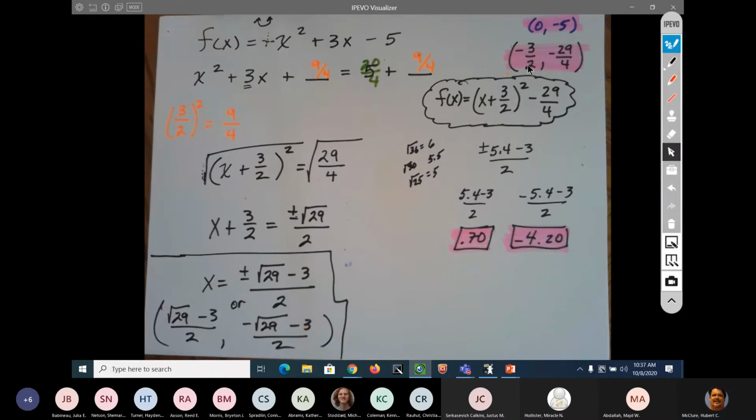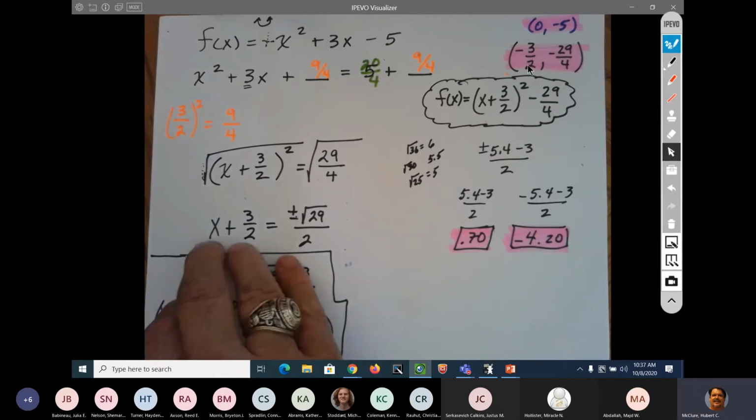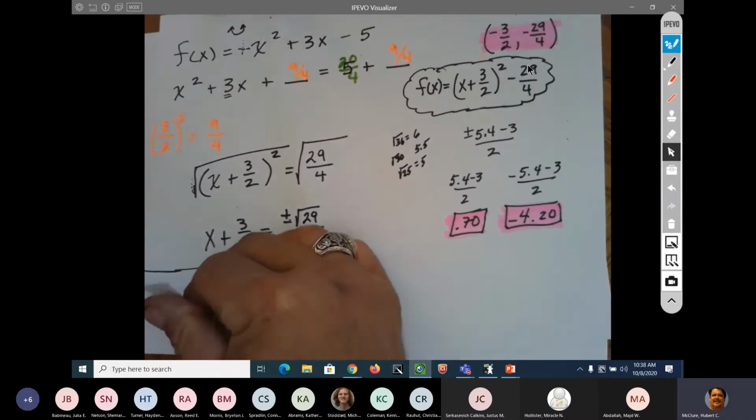Okay, so I'm going to try to draw it. I'm going to use my straight edge here.